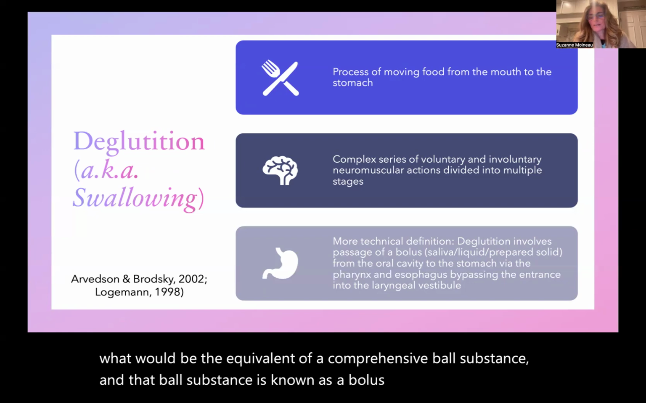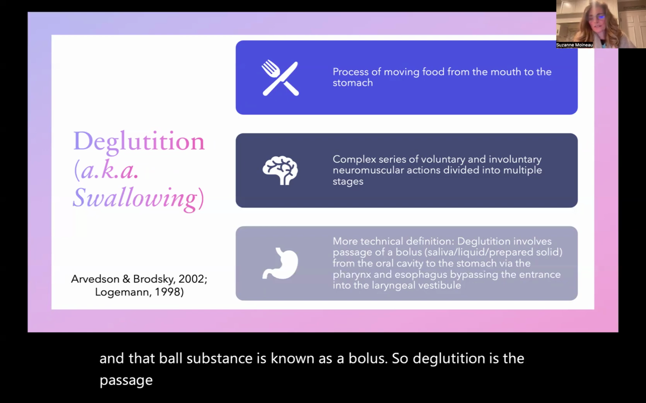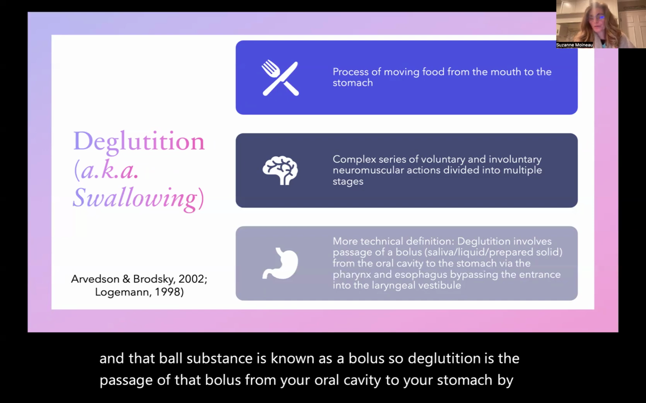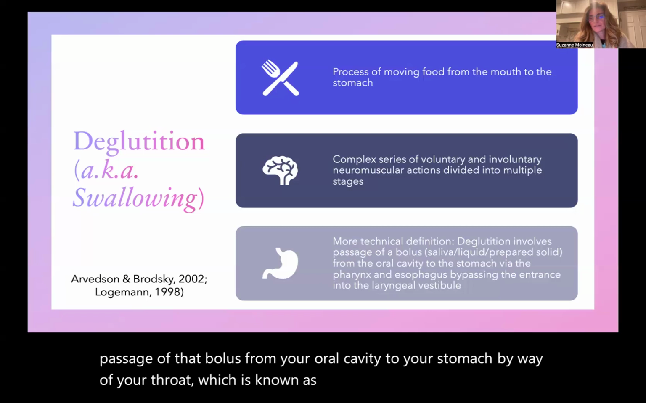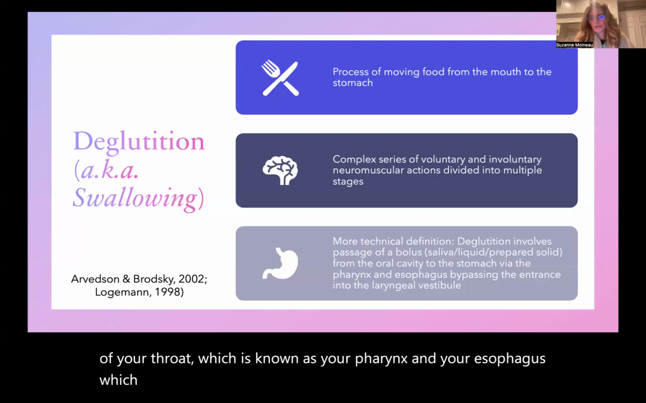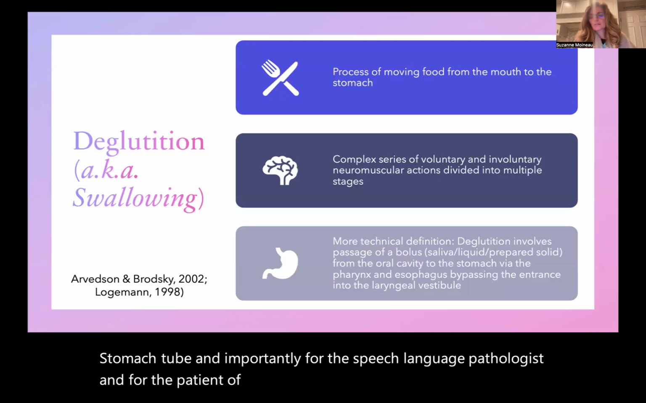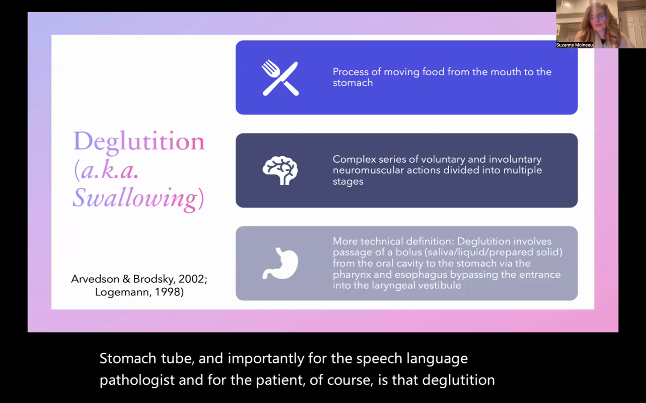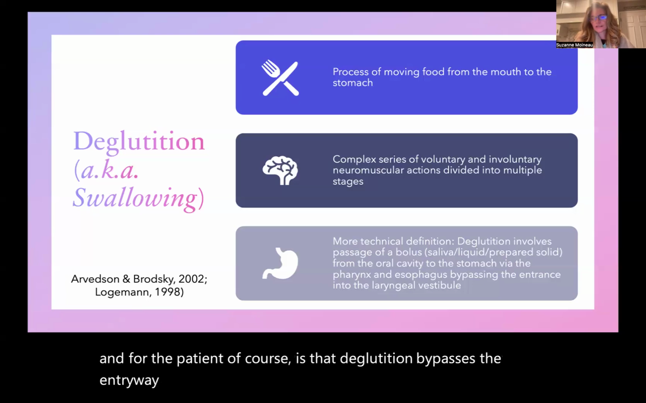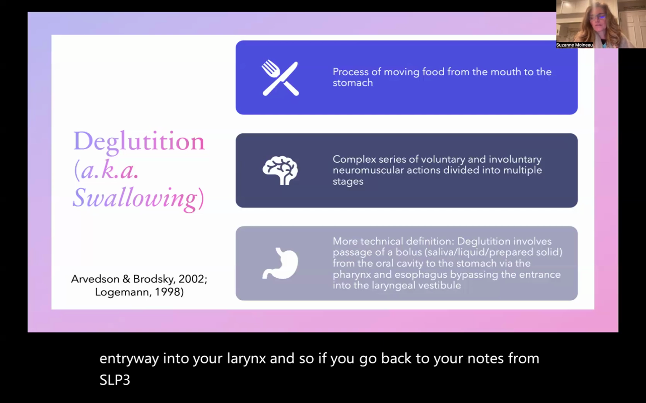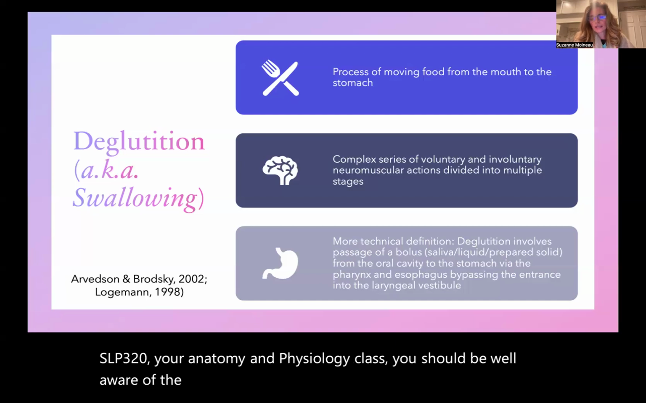So deglutition is the passage of that bolus from your oral cavity to your stomach by way of your throat, which is known as your pharynx, and your esophagus, which is known as your stomach tube. And importantly for the speech language pathologist and for the patient, of course, is that deglutition bypasses the entryway into your larynx. And so if you go back to your notes from SLP 320, your anatomy and physiology class, you should be well aware of the structures in the larynx.